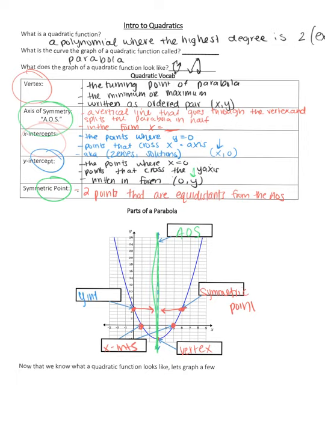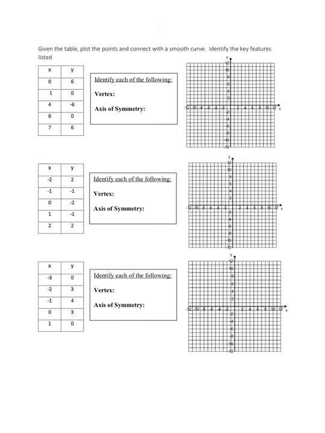Okay, now we're going to look at a few quadratic functions and we're going to graph a few. Okay, so I'm going to turn to the next. So this is where we are going to graph and we're going to look at our vertex and our axis of symmetry. Okay, so with these points, all we're going to do is graph all of these points here, and then we're going to figure out our vertex and we're going to figure out our axis of symmetry.